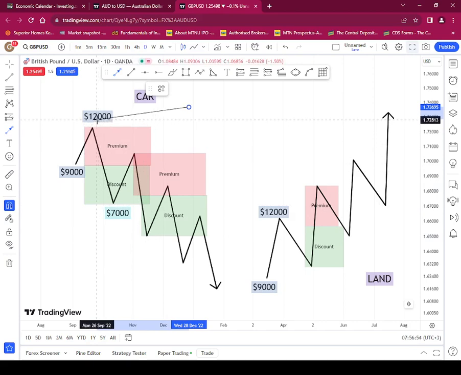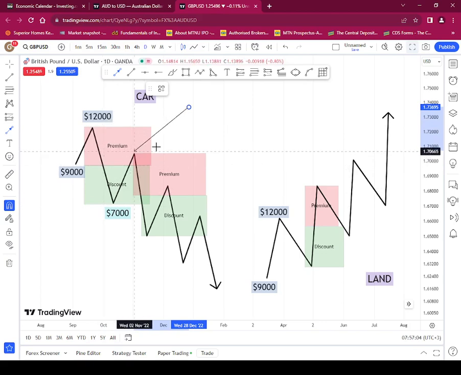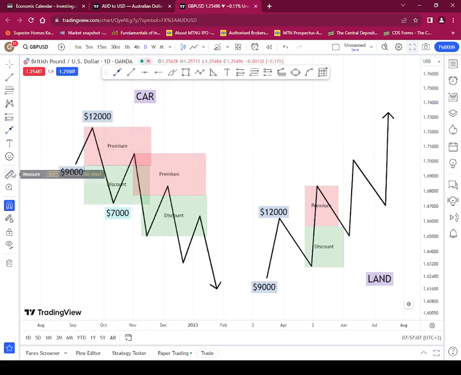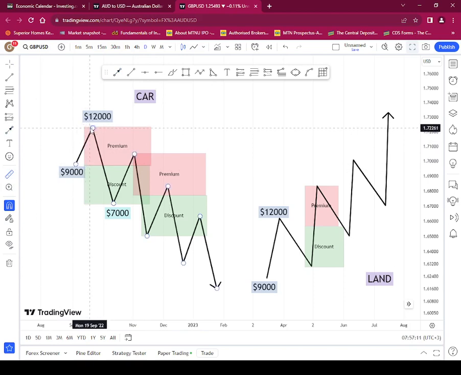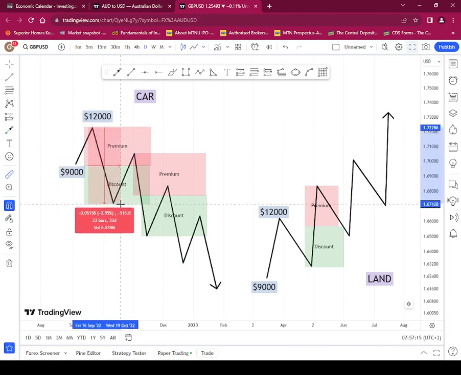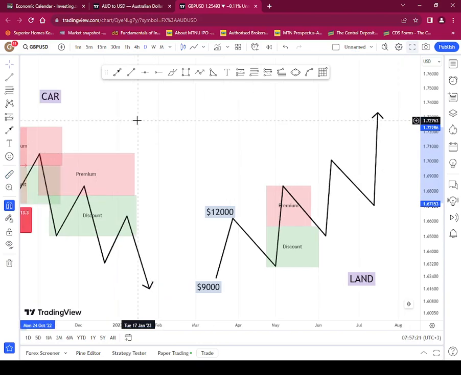So anything between $12,000 and $7,000, anything at equilibrium, I'm talking about 50%. So what I'm going to do is take my ruler here and measure from these $12,000 down to $7,000. This is my midpoint. You can see the red arrow right here.